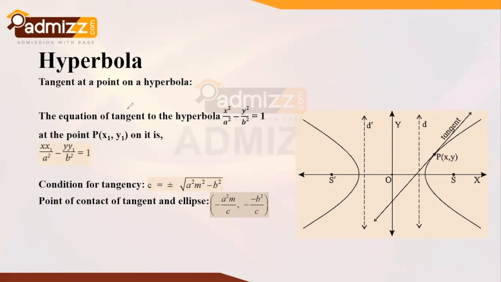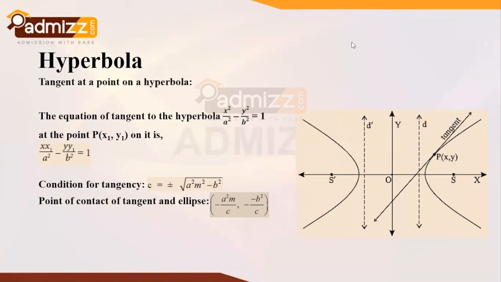That is x x1 upon a square minus y y1 upon b square equals 1. And the condition for tangency, that is c is equal to plus or minus under root of a square m square minus b square. This is the condition for tangency which we utilize for checking whether the line is a tangent to the hyperbola or not. And the point of contact of tangent at the hyperbola, this is not ellipse, this is hyperbola, so it is given by minus a square m by c and minus b square upon c.